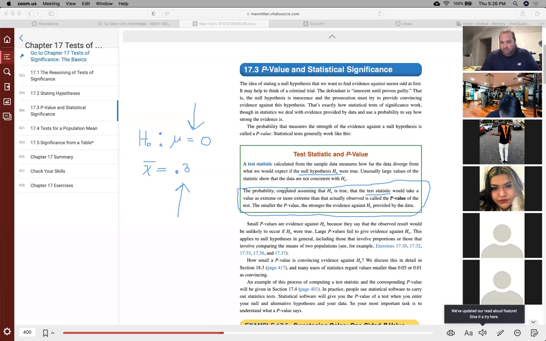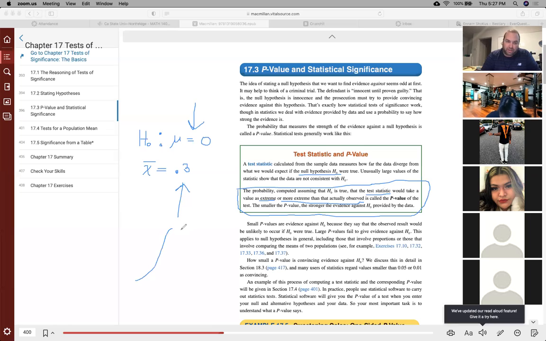The probability computed assuming that the null hypothesis is true, that the test statistic would take a value as extreme or more extreme than actually observed, is called the p-value. The smaller the p-value, the stronger the evidence against the null hypothesis provided by the data.